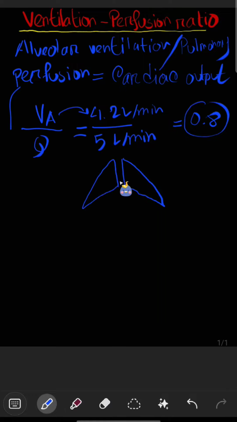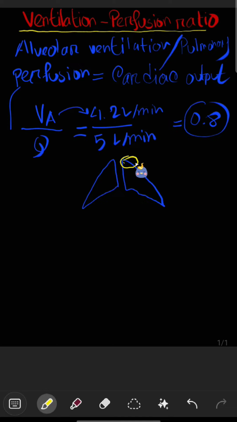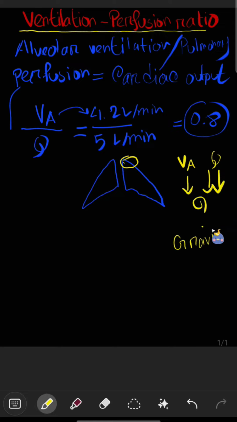So if I draw two lungs, then let me change the color. So at the apex, the alveolar ventilation is less. Also, the pulmonary perfusion also is less. Why? Because of the gravity. At the apex, because of the gravity, it decreases more, and the ratio becomes 2.5 times more than the ideal value.